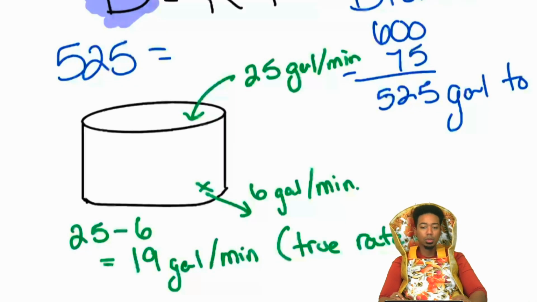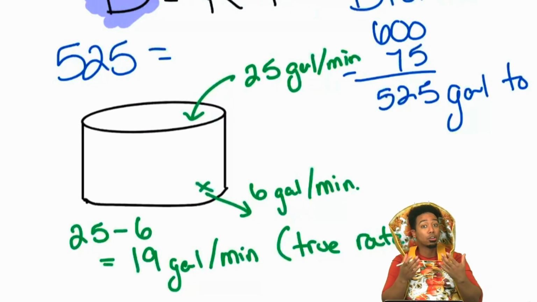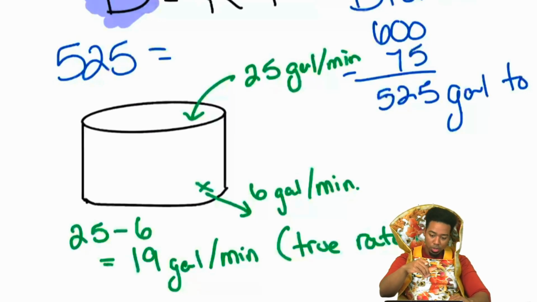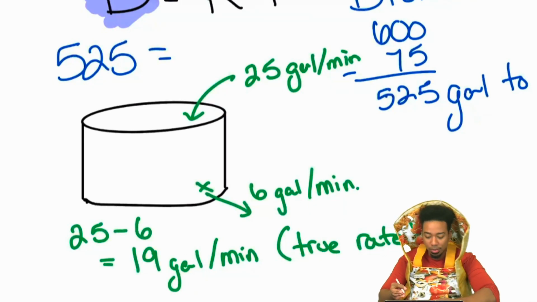Great. So that's really what we need to understand. We have the distance, which is the amount of liquid that we're trying to add into the tank. So we have 525 gallons to go right over there. And then number 2, what's the actual rate? We're plugging in 25 every minute, 6 comes out every minute, and that's how we get the 19.